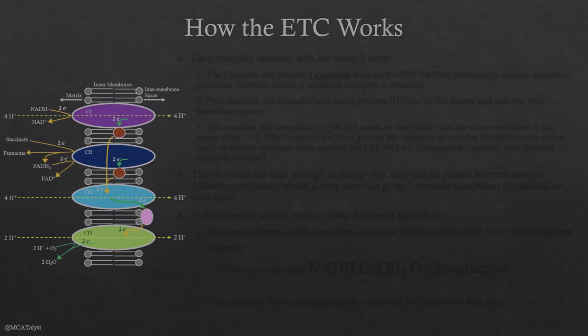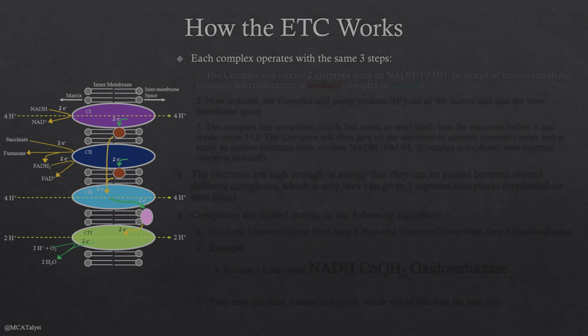So now that I've introduced the ETC as well as these important molecules that are going to help us along the way, we get to actually talk about how the electron transport chain works. I'm going to give a basic overview of how every single complex will operate. They have the same 3 steps. And then we're going to specifically talk about every single enzymatic complex as well. There are going to be 4 different complexes that each operate with the exact same 3 steps, with one exception. We'll talk about that in a second.